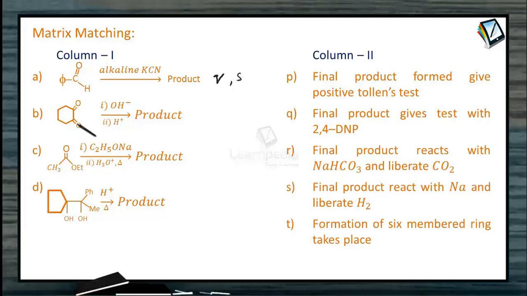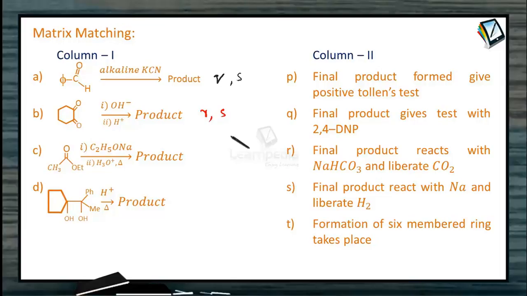Whereas for the diketone which is treated with OH minus followed by H plus, the product formed comes under a reaction called benzilic acid rearrangement to give a hydroxycarboxylic acid. So for the hydroxycarboxylic acid, P and Q are not possible; it reacts with R to liberate carbon dioxide because an acidic group will be there. R is right. And since an OH group is there as well as an acidic group, which will be responsible for giving S, formation of a 6-membered ring. So already a 6-membered ring, therefore in this no formation of a 6-membered ring is there.